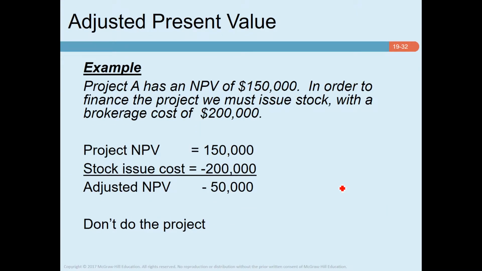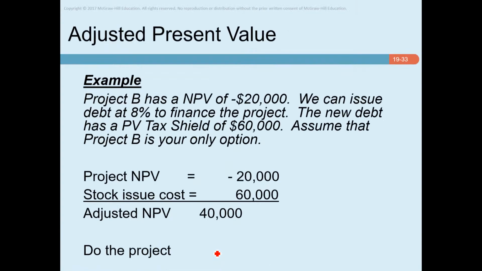So this is another example. Project A has an NPV of 150,000. In order to finance the project, we must issue a stock with a brokerage cost of 200,000. So project NPV is 150,000 and a stock issue cost is 200,000. So you can see that adjusted NPV is negative. So although the NPV of the project is positive without considering financing effect, as we consider financing effect, the adjusted present value becomes negative, so the project becomes unacceptable.